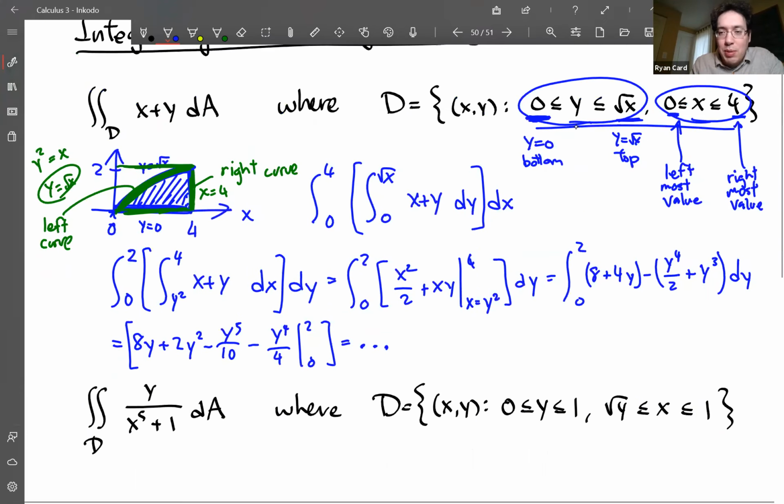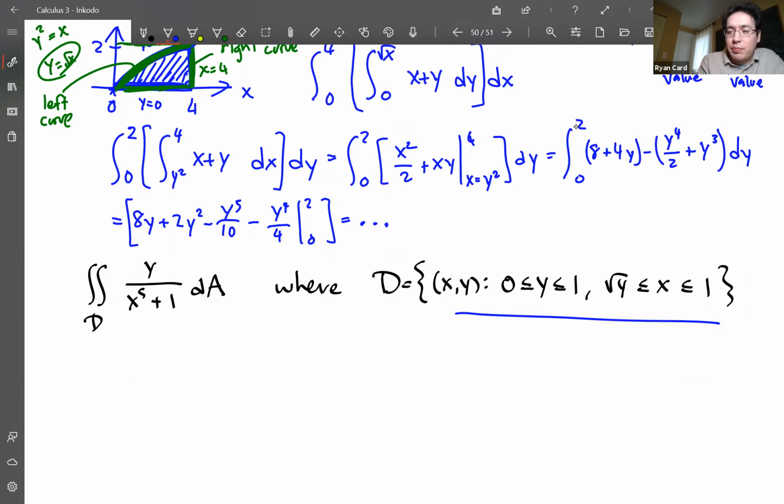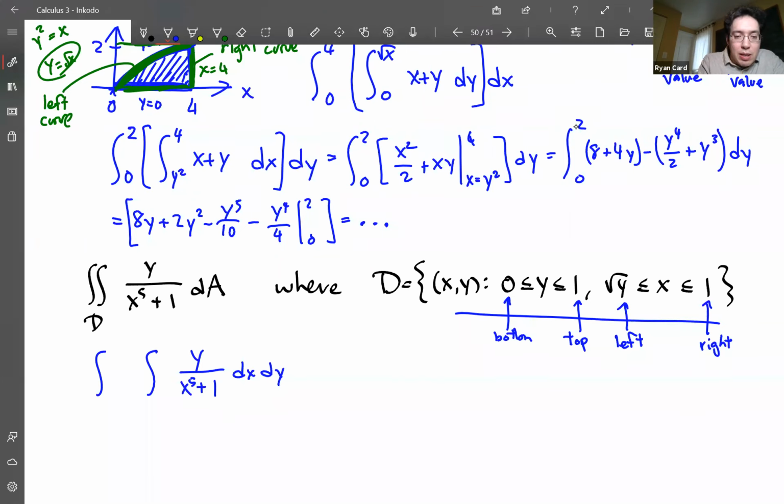Okay, so this time the domain is given here. Okay, so remember, if y is trapped, this is the bottom curve, and this is the top curve. So everything is between y equals 0 and y equals 1. And when x is in the middle, we're talking about it's going from left to right. Okay. All right. So we can set up both integration. Okay. So this is the integral I want to do. Let's do dx dy. And we'll also do dy dx.